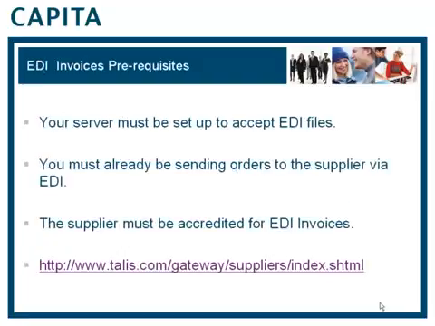So what are the EDI invoice prerequisites? There are things that have to be arranged and checked before your library can do any sort of electronic trading with suppliers. For example, your server must be set up to accept EDI files. As part of this, a GLN or Global Location Number, formerly known as an ANA number or SAN, needs to be set up in your database. You must also be sending orders to the supplier via EDI. The supplier must be accredited for EDI invoices. You can check which suppliers are accredited by referring to the link on our website as shown here.